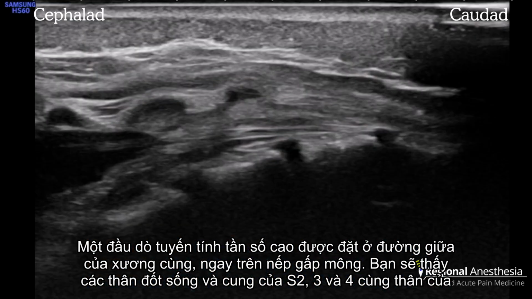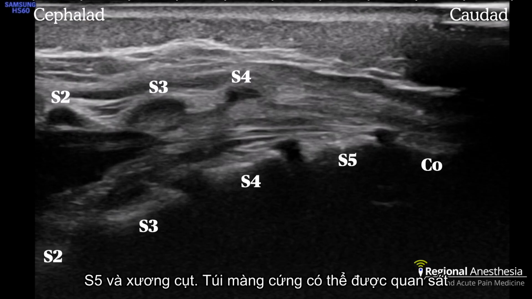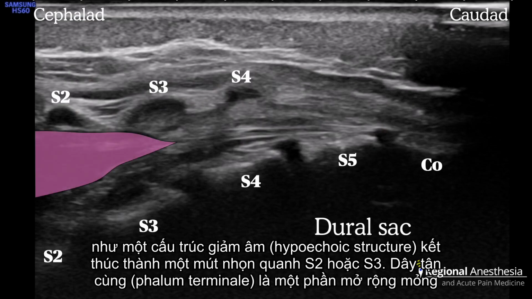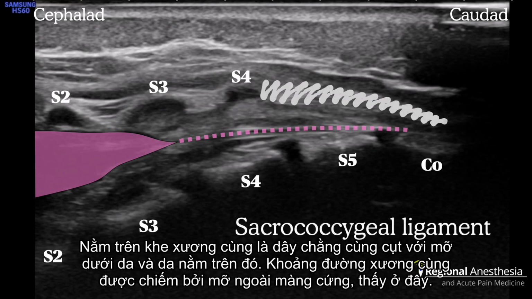You should see the vertebral bodies and arches of S2, 3, and 4, and the bodies of S5 and the coccyx. The dural sac can be observed as a hypoechoic structure coming to a pointed end around S2 or S3. The filum terminale is a thin terminal extension of the pia that attaches to the coccyx and anchors the dural sac caudally. Overlying the sacral hiatus is a sacrococcygeal ligament, with subcu fat and skin overlying that.